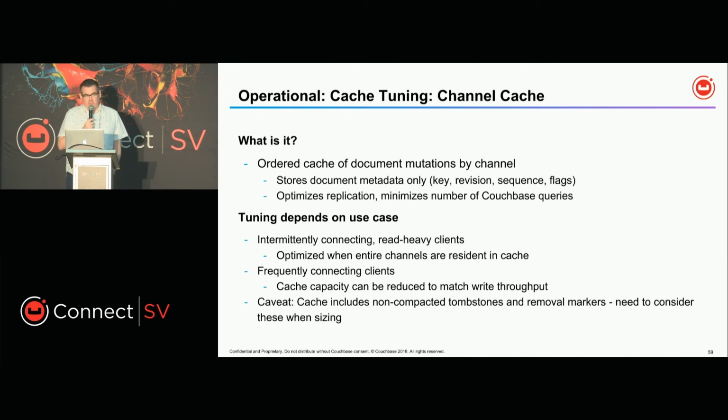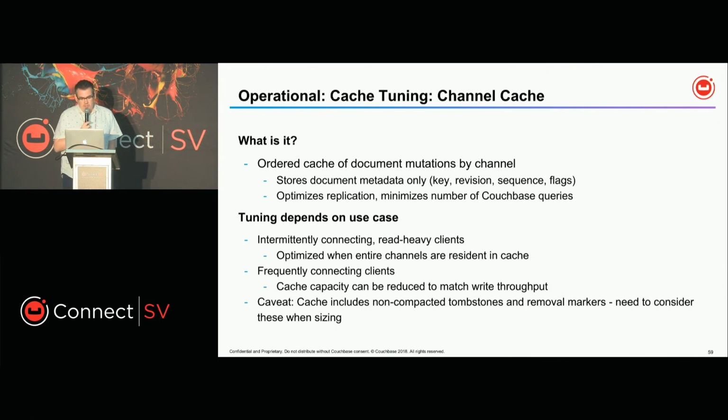On the other hand, if you have a deployment that's got frequently connecting clients, so people aren't typically disconnected for very long, here you can normally reduce the cache capacity to match your write throughput. So similar to the case for the revision cache, you just need to have the recent history of a channel resident, and that's all that people are going to use.